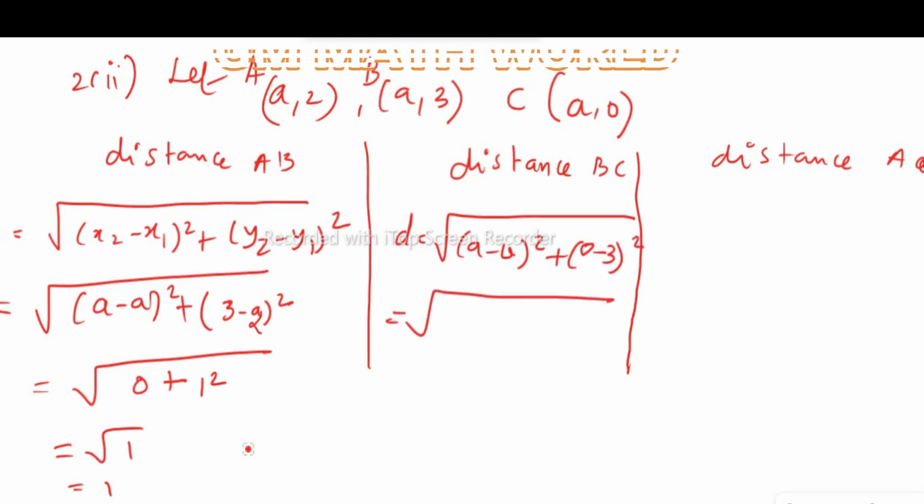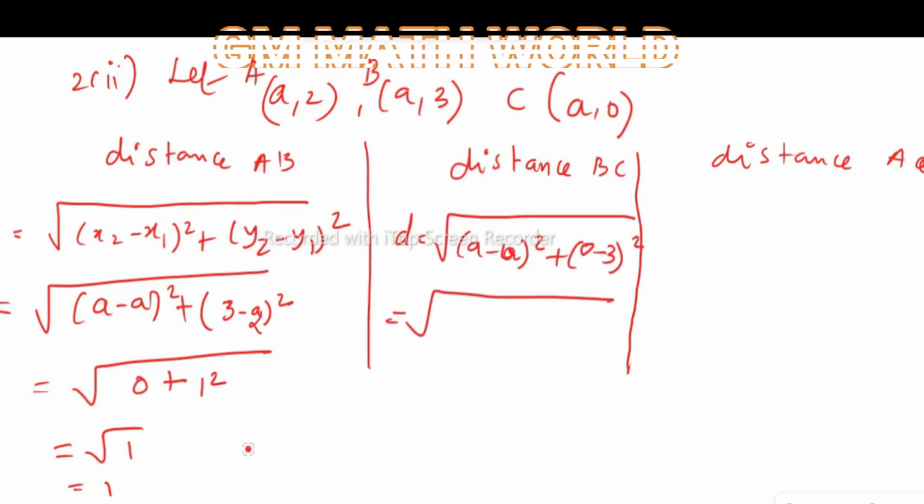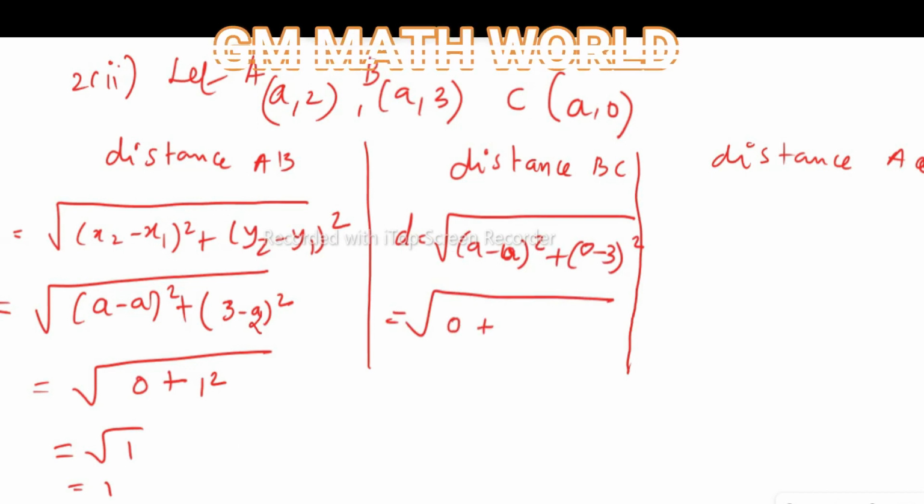again the same formula. We will use the coordinates of B as (a, 3) and C as (a, 0), so the distance BC is square root of (a minus a) square plus (0 minus 3) whole square.